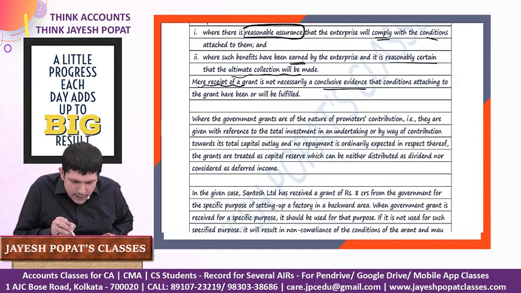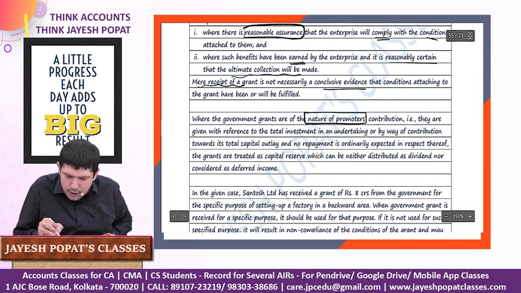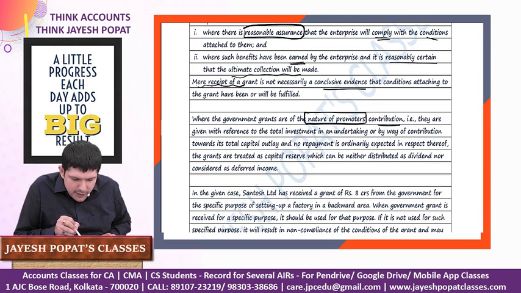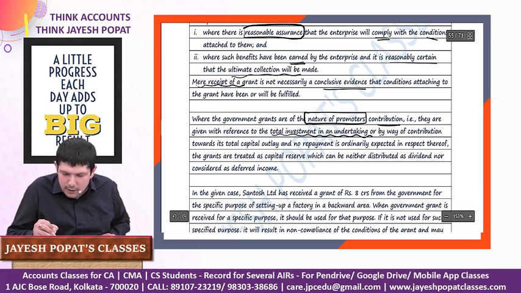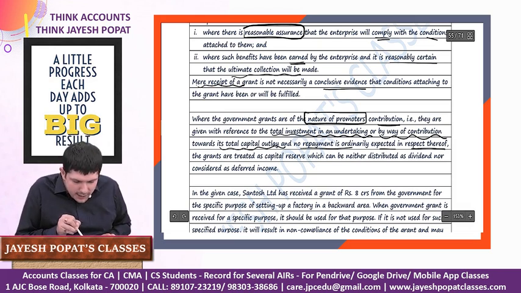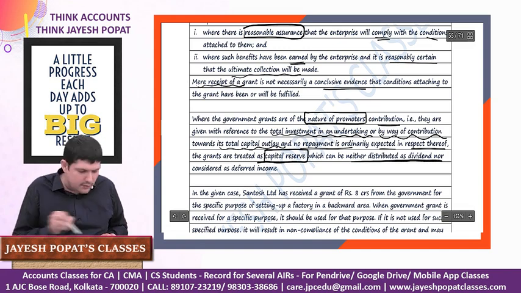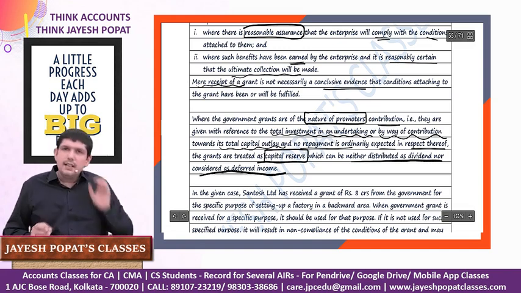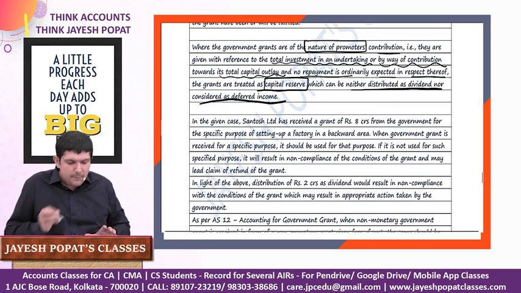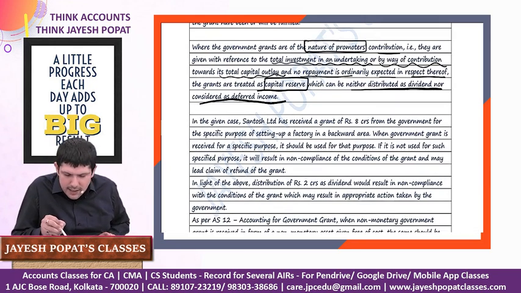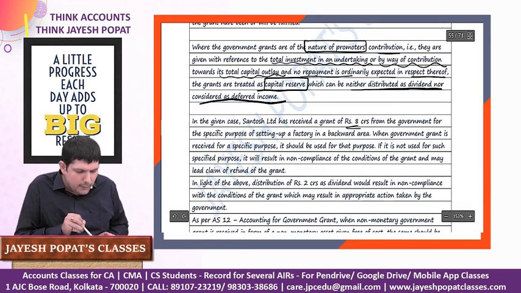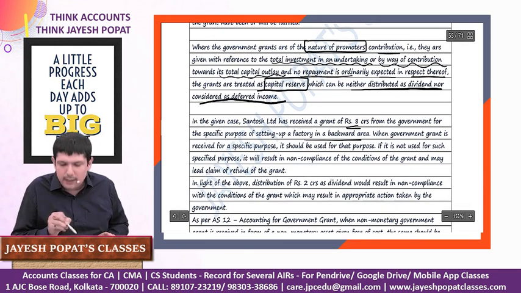Then it says where the government grant is in the nature of promoter's contribution, they are given with reference to total investment in an undertaking or by way of contribution towards its total capital outlay, and no refund is ordinarily expected in respect thereof. The grant is to be treated as capital reserve because it is in the nature of promoter's contribution, which can neither be distributed as dividend nor can be considered as deferred income. So giving this as dividend is incorrect. In the given case, Santosh Limited has received a grant of 8 crore from the government for specific purpose of setting up factory in the backward area.